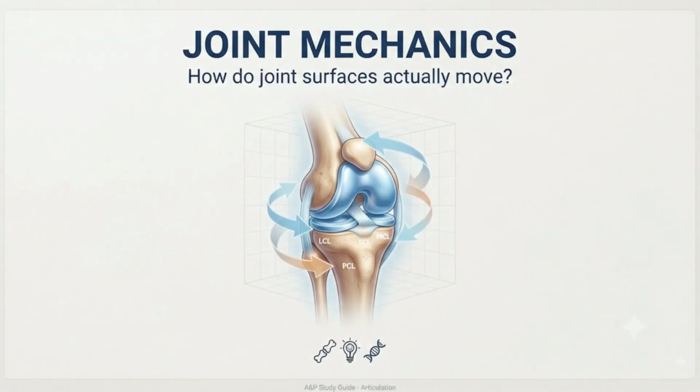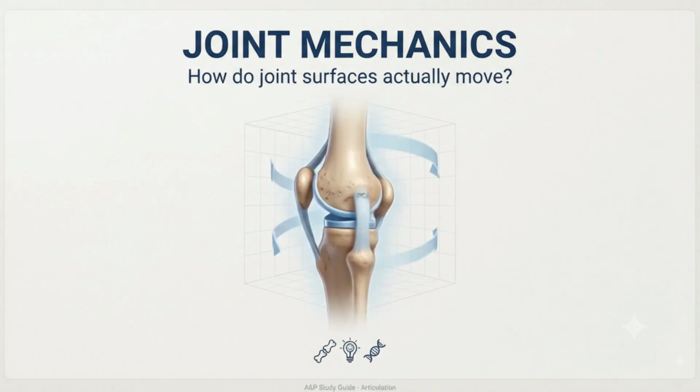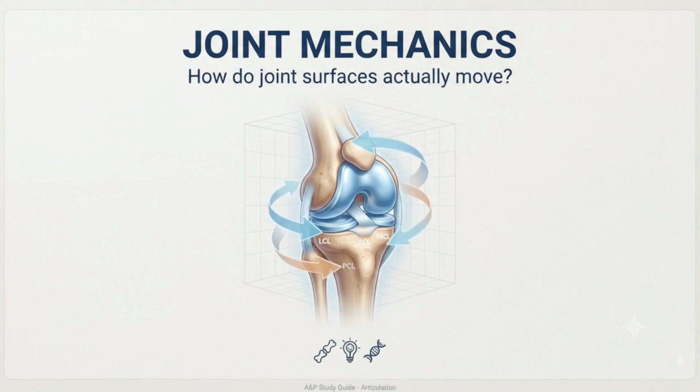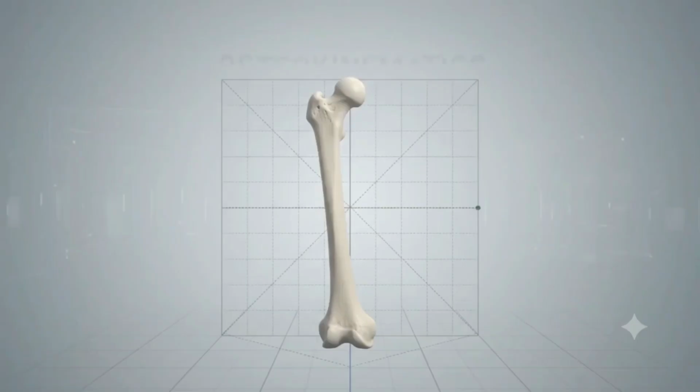Now we come to one of the most important sections of this lecture: joint mechanics. To understand normal joint movement and manual therapy, we need to understand what happens not only to the bones but also between the articular surfaces. This brings us to two important concepts, osteokinematics and arthrokinematics.